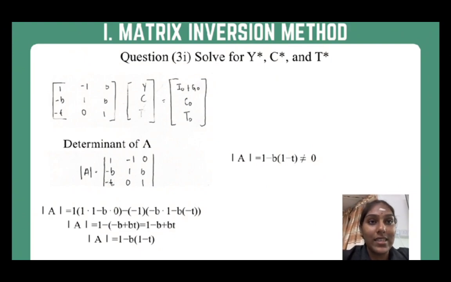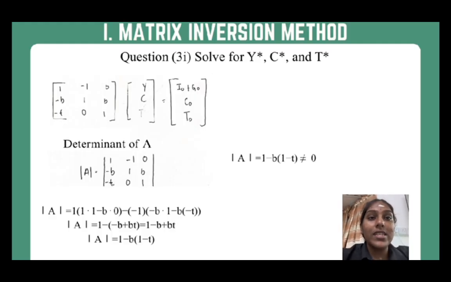So the matrix A is a 3 by 3 matrix, and we compute its determinant by expanding along the first row. So the first element in the first row is 1. We multiply this value by the determinant of its corresponding 2 by 2 minor matrix, which is formed by deleting the first row and the first column.